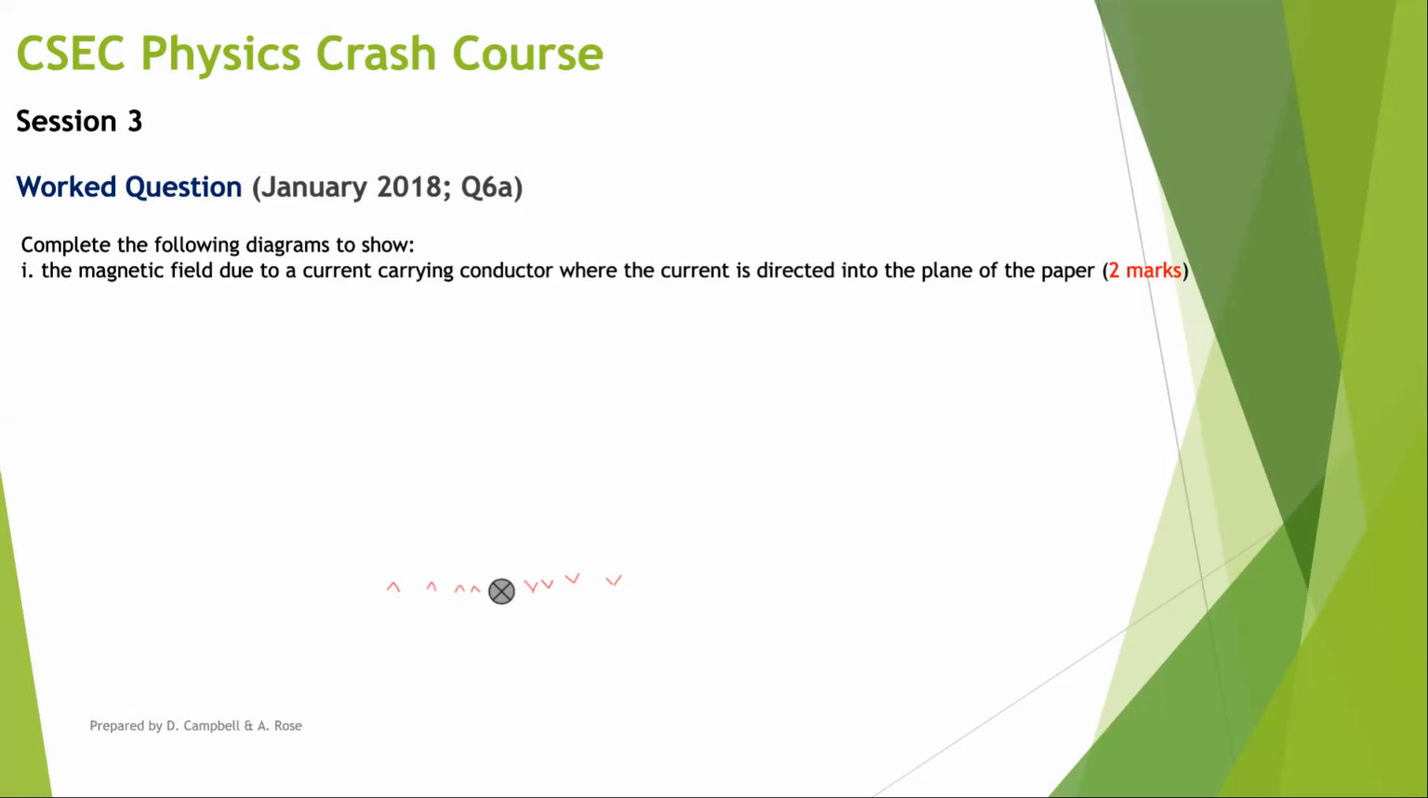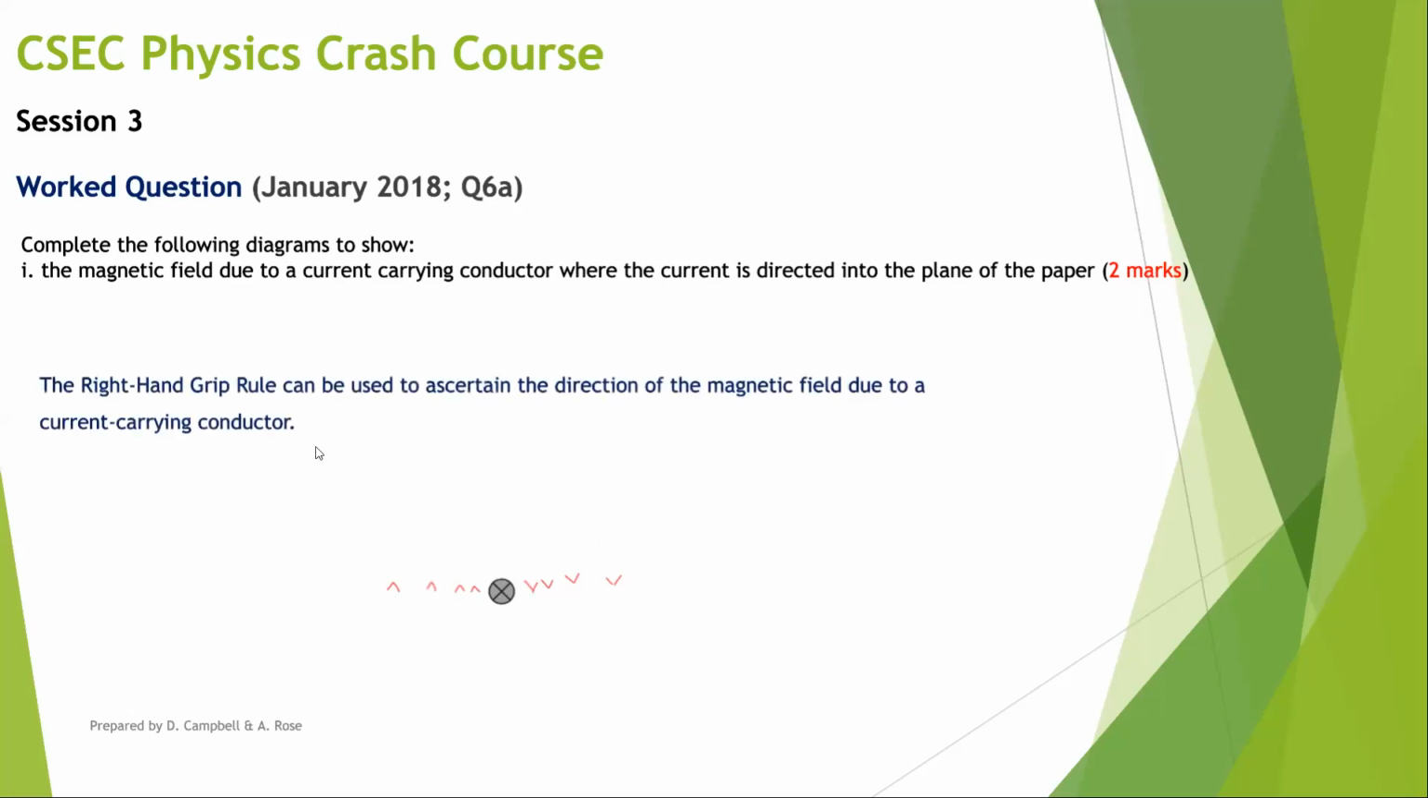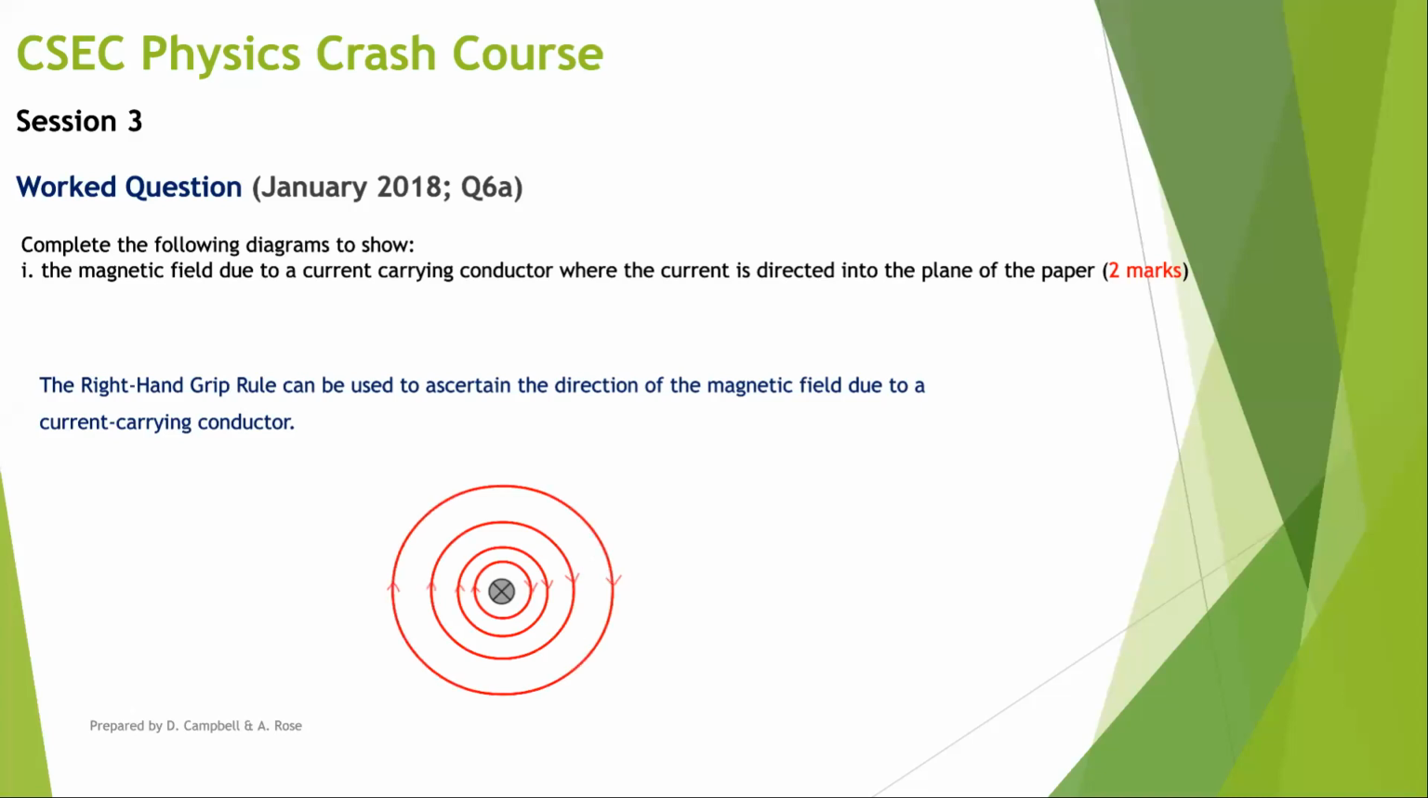Now, to determine the magnetic field due to a current carrying conductor, we can utilize what is known as the right-hand grip rule, where your thumb is pointing in the direction of the current. So you would point your thumb away from you and towards the screen. Then your fingers would curl in the direction of the magnetic field. So basically your fingers would curl in a clockwise direction while the current is going into the screen.